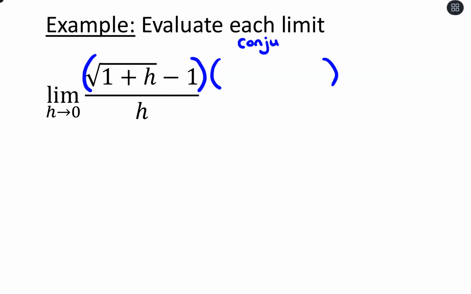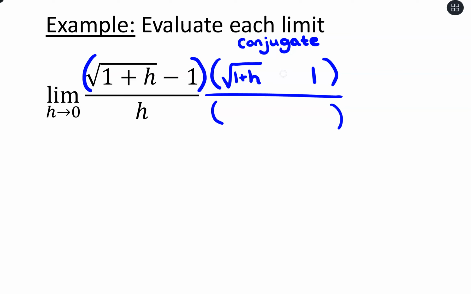Let's go ahead and write that up here so you can look it up if you need to. And whatever we multiply the numerator by, we also have to multiply the denominator by the same thing because we can only be multiplying by values of 1. So I'm looking at the numerator here because that has the radical. And with the conjugate, we keep that 1 plus h. We keep that 1, but now instead of subtraction between them, we're going to have addition. And we're going to have the same thing in the denominator.